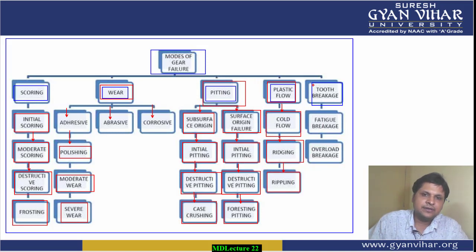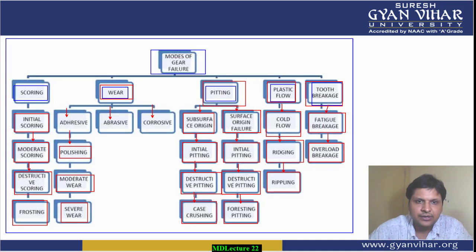Then lastly, there is one more mode of failure of tooth of the gears, and that is tooth breakage. In tooth breakage, you have a fatigue breakage, and then you have overloading breakage. So these were the different modes of failure of a gear tooth.